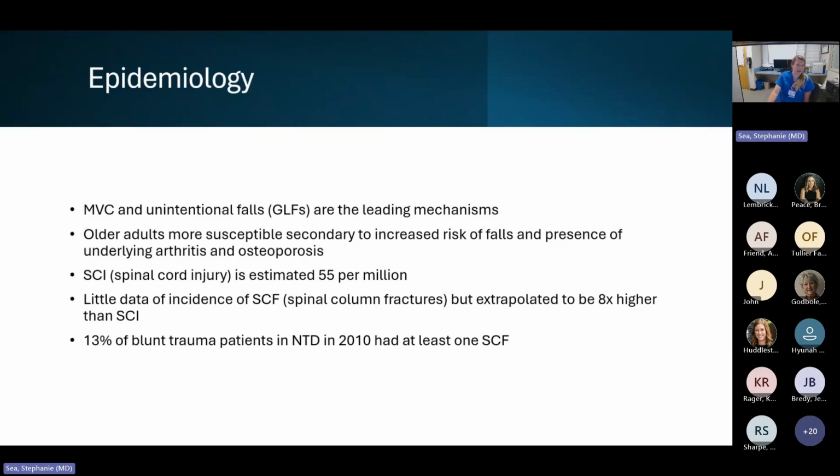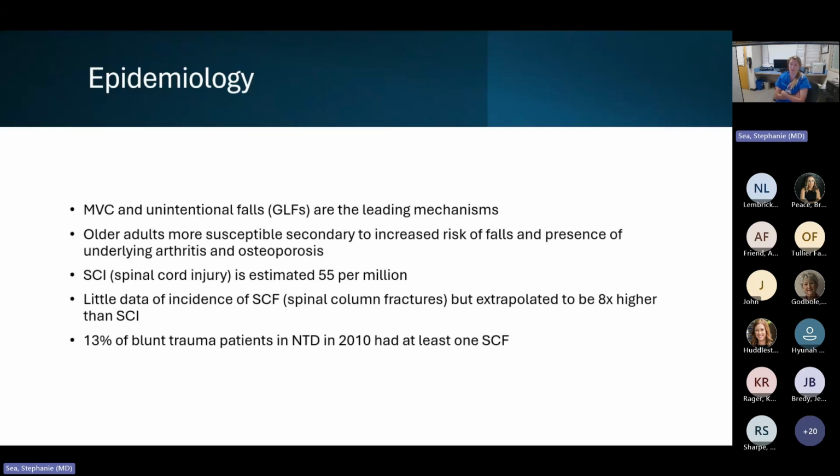So that's just kind of setting up the patient that we're going to be talking about throughout this talk, and I'm just going to interject with some good facts about spinal cord injuries along the way. So MVC, and under that umbrella is motorcycle, also unintentional falls, which we know as ground level falls here, are the leading mechanisms of injury.